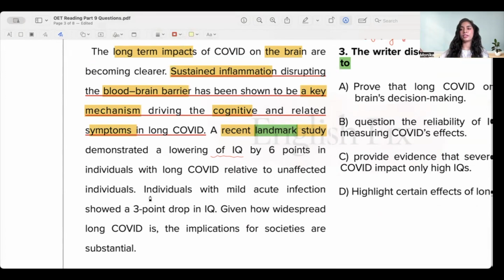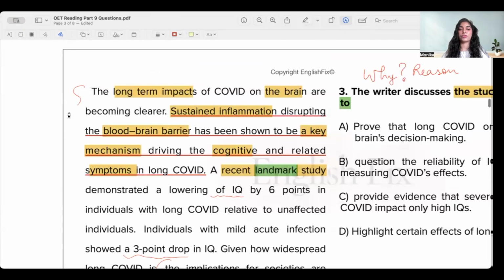So you're comparing the unaffected individuals and you're telling me that, listen, in these people, we found this issue. Individuals with mild acute infection showed a 3-point IQ drop, again, a blood barrier thing. Given how widespread long COVID is, the implications for societies are substantial. That means they are saying that this is a very big issue for society. That is the point that they are trying to make.